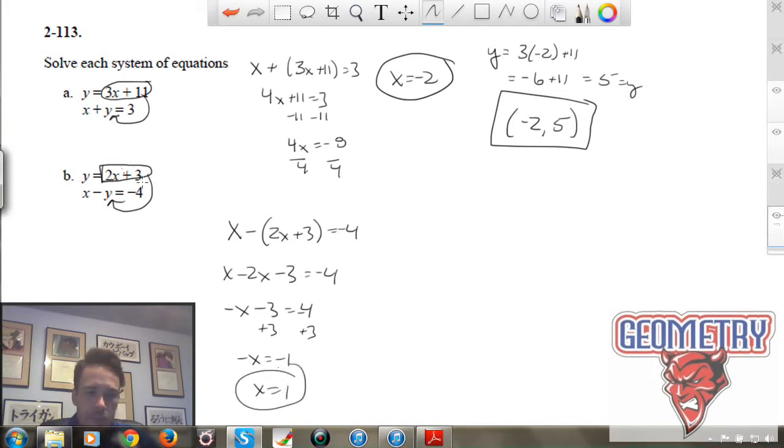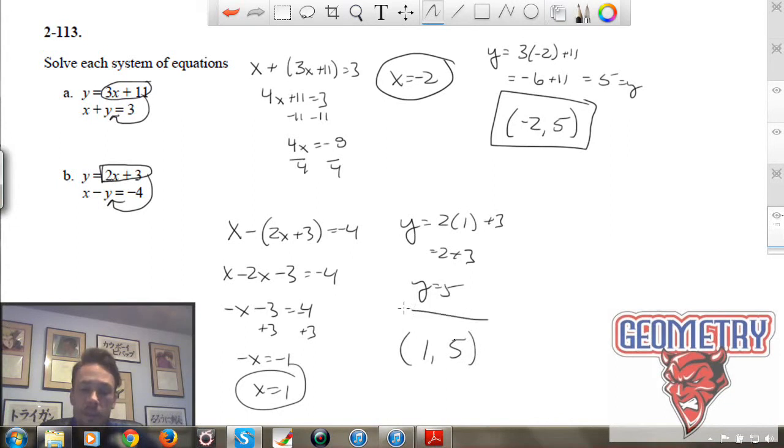Now we're going to plug that back into our equation here for y. So 2 times 1 plus 3, which is 2 plus 3, which means y equals 5. So our solution for this second system is x is 1 and y is 5, or as a coordinate 1, 5. So these are both solved using substitution.